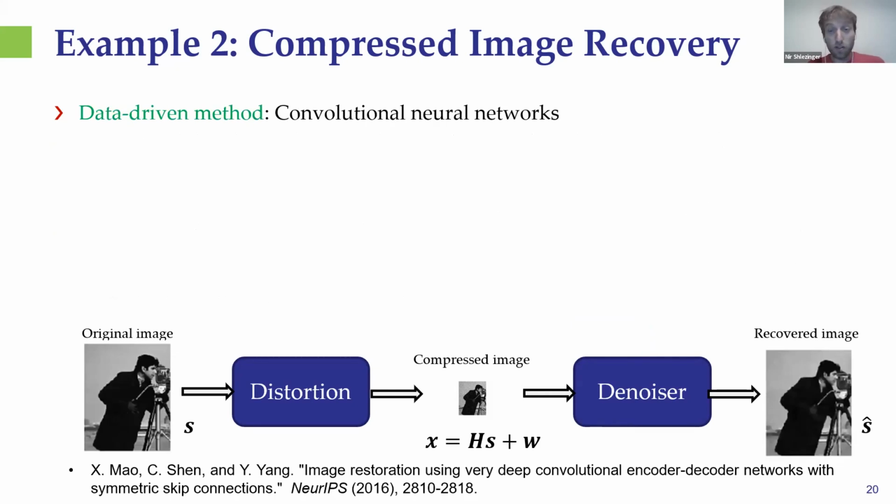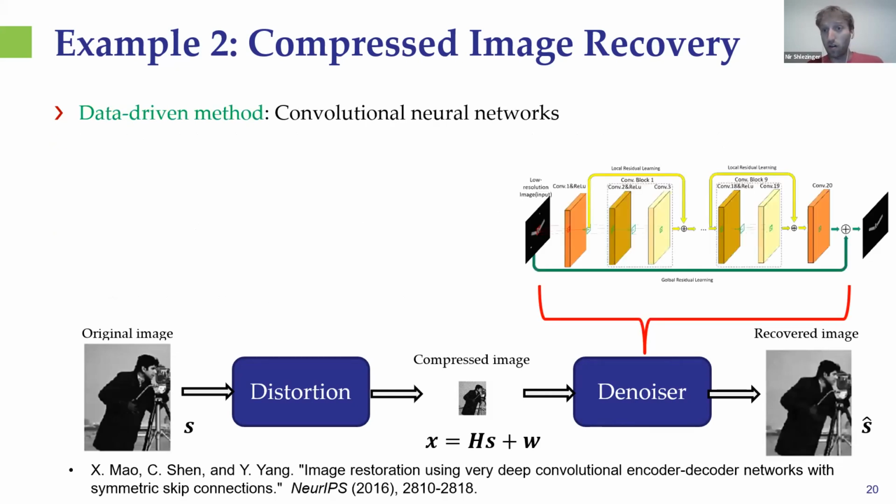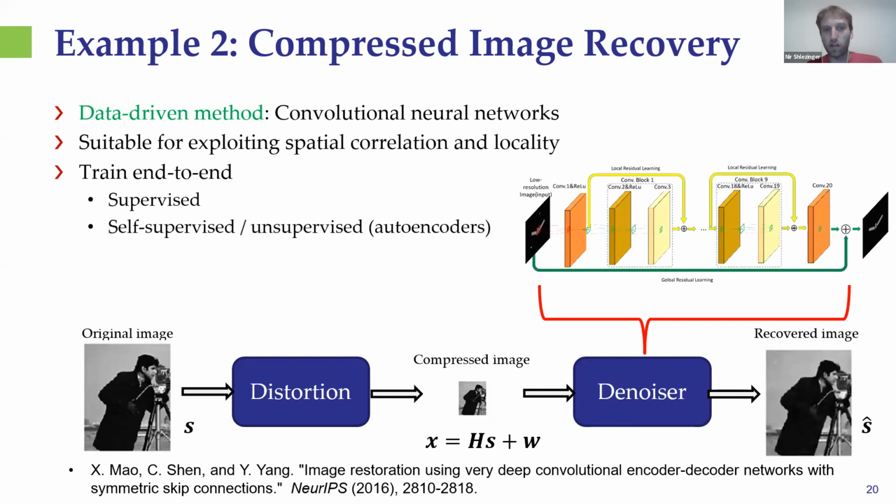If I look at more the data-driven approach, well, one can just train a convolutional neural network either in a supervised manner or in an unsupervised manner. There's a lot of work on using deep models for super resolution and for compressed image recovery.